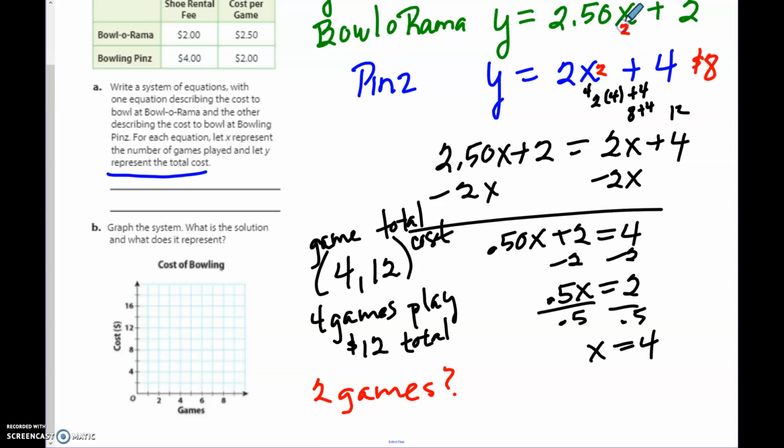Put a 2 in here. 2 times 2.50, so that'd be 5 plus 2 is 7. So if you're only going to bowl 2 games, Bowl-O-Rama is your place. If you're going to bowl 4 games, either one. More than 4, then Pins will be better.